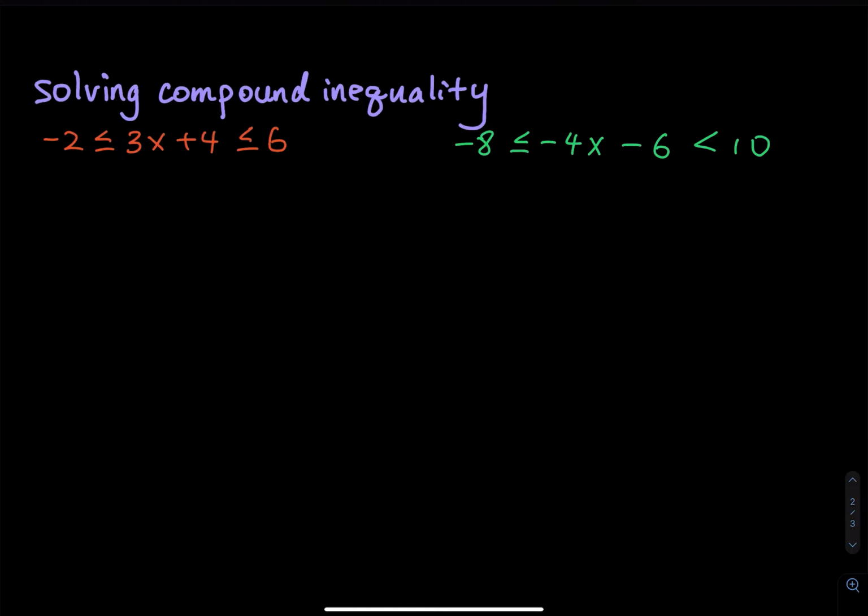Solving compound inequality. A compound inequality is when you have a variable sandwiched between two numbers. So this 3x plus 4 is between -2 and 6. To solve this inequality, I'm going to keep the x in the middle. All right, keep the x in the middle.